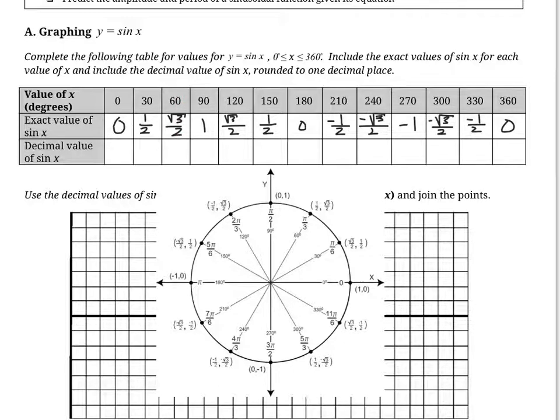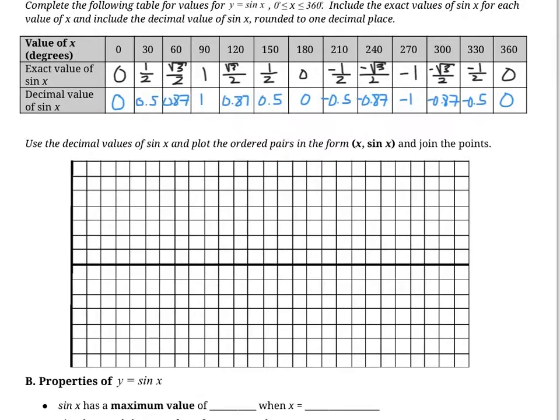So let's change all of these exact values to approximate decimal values. So maybe we'll take 2 decimal places if we need to. So for example, 0, we know the exact value, that is 0. We know 1/2, that's equivalent to the decimal 0.5. And if we divide root 3 over 2, we're going to get 0.87. So let's continue that for the rest of these values. So now that we have all the decimal values, we're ready to graph.